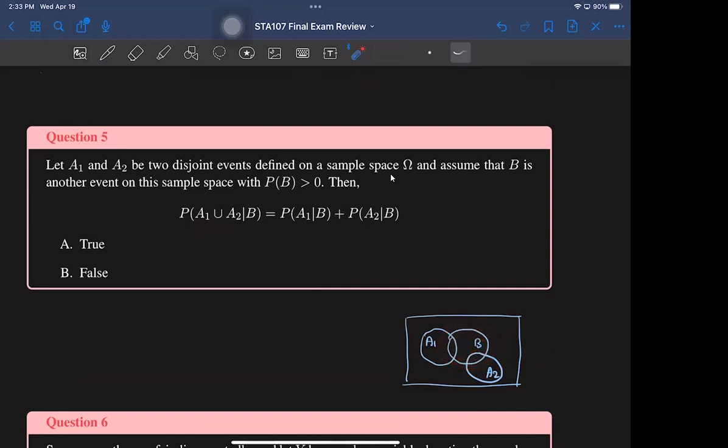Also, if we look at this expression, probability of A1 given B, given B means we only care about this circle. Where is A1? A1 is this part. And this one is A2 given B. Where is A2? It is this part. So if you take probability of A1 given B plus probability of A2 given B, it looks like the region of probability of A1 union A2 given B, right? Does this make sense up to this point?